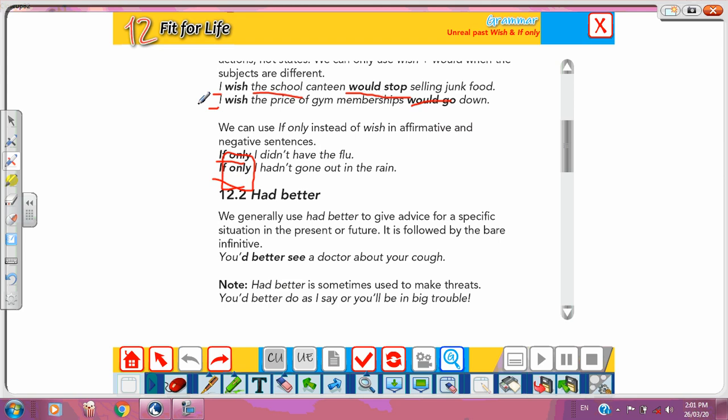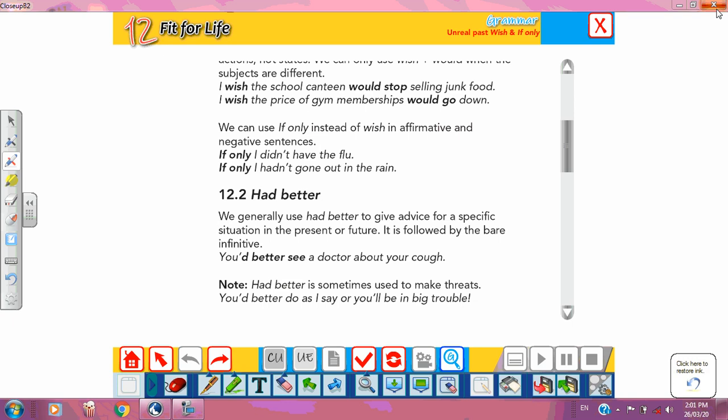Or what is so obvious is that when the subjects are different, we use would plus the verb in the infinitive, okay? But if the subjects are the same, we use one of the two forms above, okay? So this is what I told you about I wish and if only.